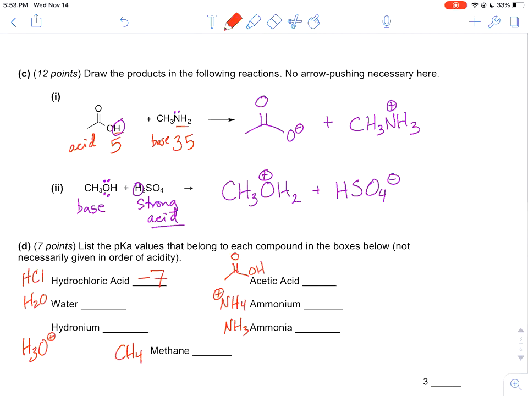-7 for the strongest acid. Water is 16. Hydronium is 0. Acetic acid, carboxylic acid, is 5. Ammonium's 10. 35 for ammonia. And methane is about 50. That's page 3.